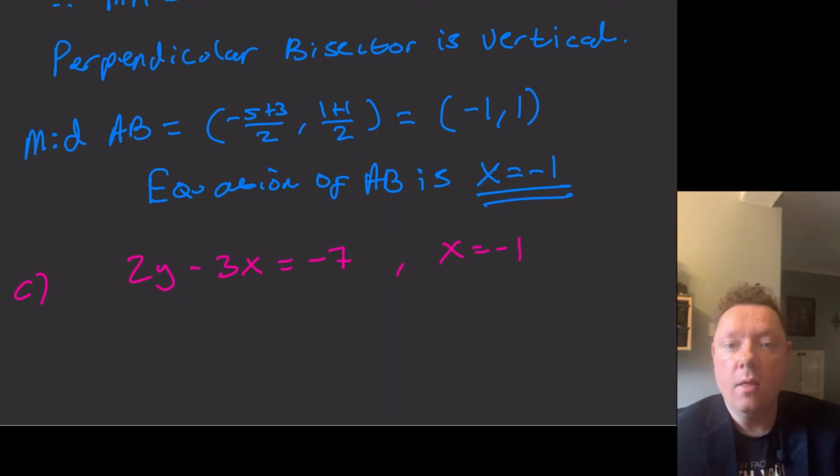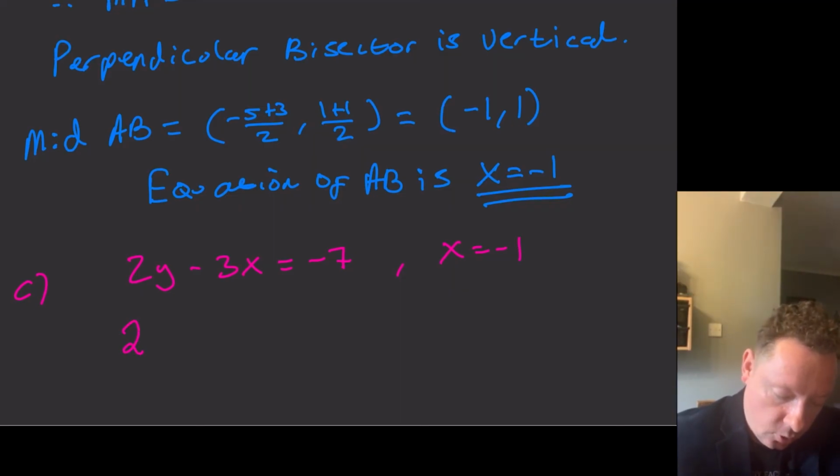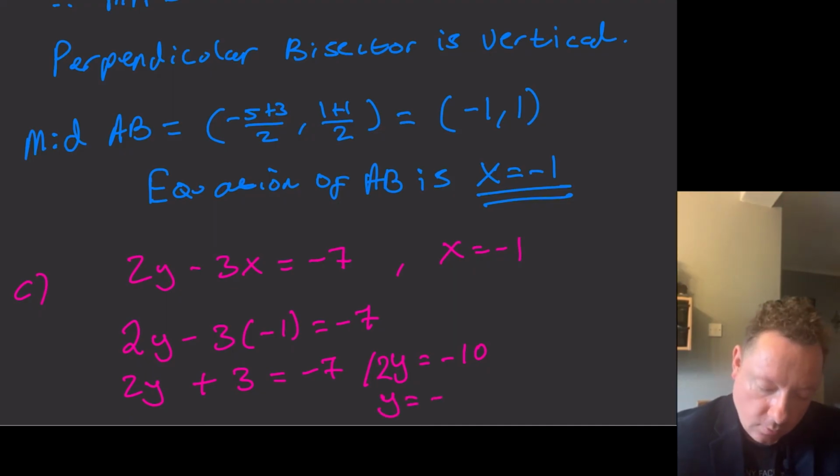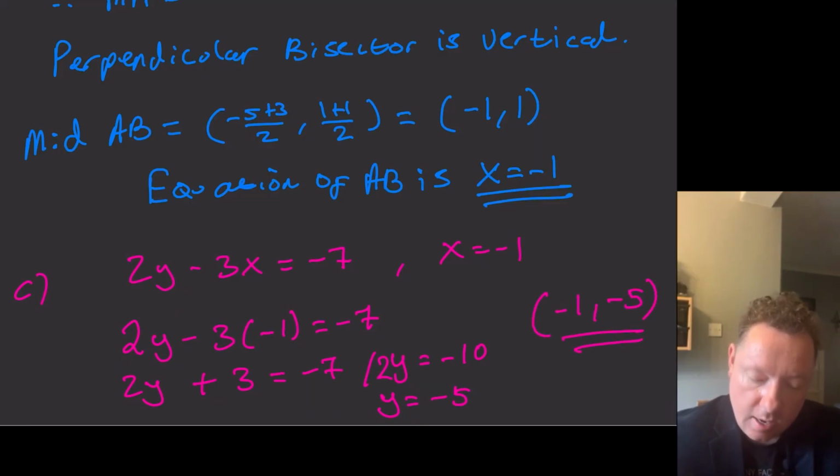So we already know that the x part of the coordinate is going to be minus 1. We just need to find the y. So subbing it in, we get 2 times y minus 3 times minus 1 equals minus 7, and solve that equation. So 2y, 3 times 1 is 3, minus times a minus is a plus, equals minus 7. Take the 3 over to the other side, and 2y equals minus 10, so y is equal to minus 5. So the point of intersection to answer the question is minus 1, minus 5, and we're done there.